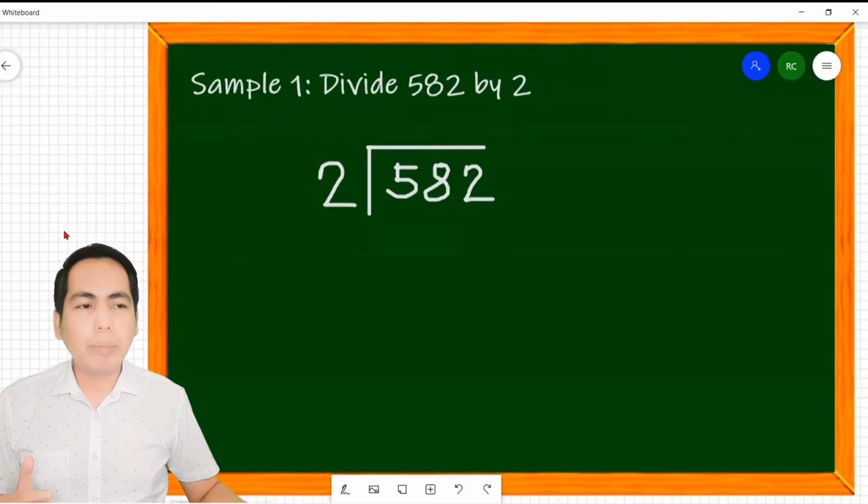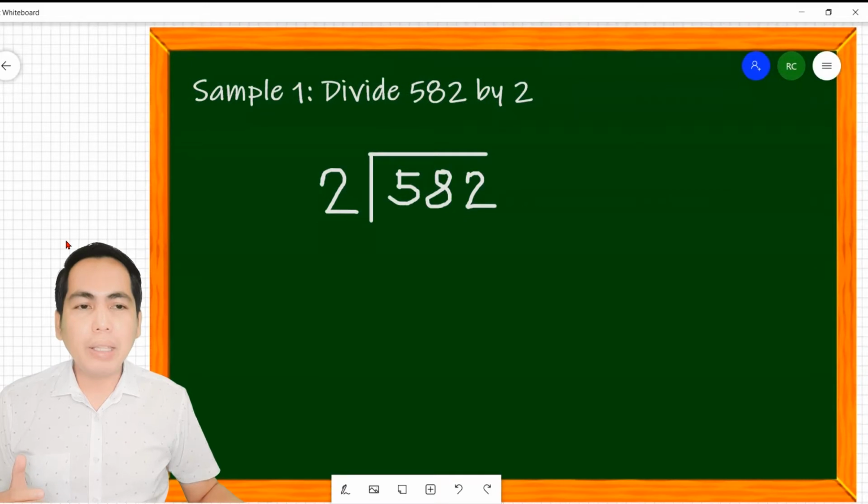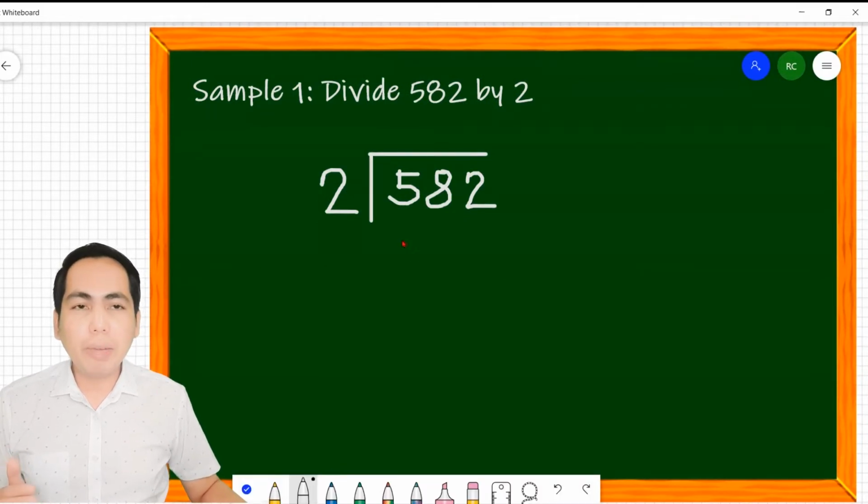We have here sample number 1. Divide 582 by 2. So in dividing numbers, we can use this symbol. Inside the symbol is our dividend and outside is our divisor. The first step is for us to divide our divisor to the first digit of our dividend. Since our dividend is greater than the divisor, we can just simply use our first digit, 5. We have to count how many 2's we can get from 5. We can only get 2. Therefore, our partial quotient is 2.